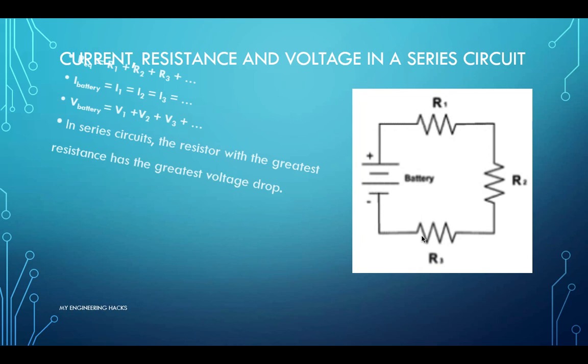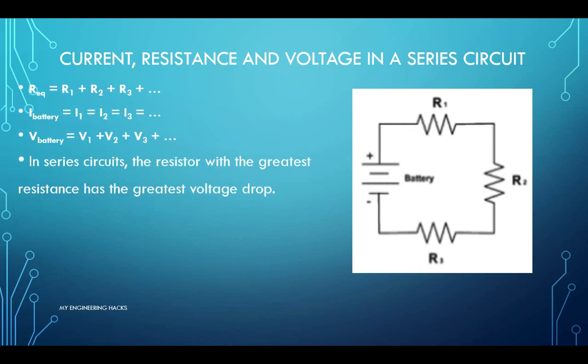Here are some of the equations with which we can calculate the voltage drop, the total voltage, resistance, and current in a series circuit. Total resistance or equivalent resistance is calculated by adding all the resistances in a circuit. And as I said before, the total current in a series circuit is equal at all points. Whereas the total voltage can be taken as the sum of the voltage drops across each of the resistors. In a series circuit, the more the resistance, the more the voltage drop. So if you come across a question asking which part of the circuit has the highest resistance, just look for the highest voltage drop.